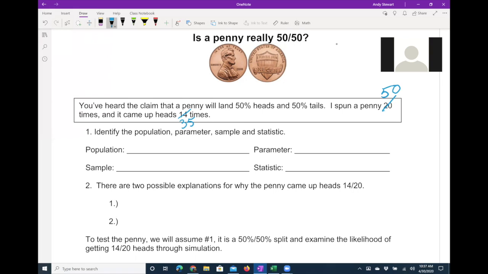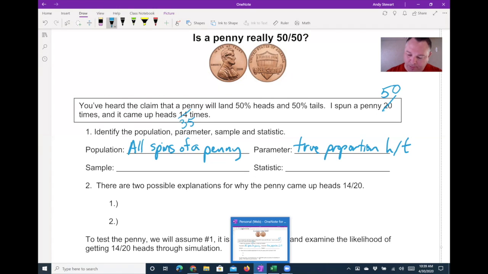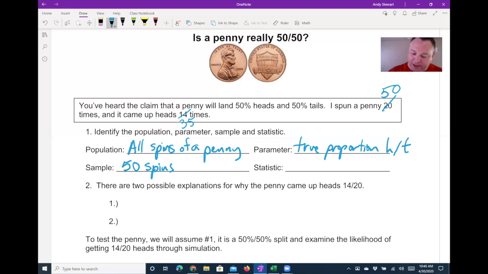So first thing we're going to do, identify the population and the parameters and the statistics. I'm going to make the population all spins of a penny. If I stated it the other way, I would have to say all pennies, but we're just reusing the penny. The parameter would be the true proportion of whether it will come up heads or tails. Okay. The sample is 50 spins of the penny, and the statistic there, in other words, the p hat, is going to be 35 divided by 50, which is 0.7.